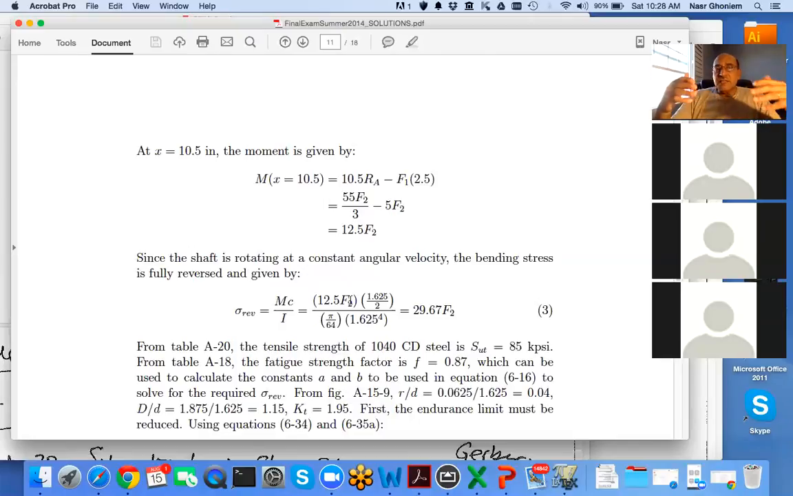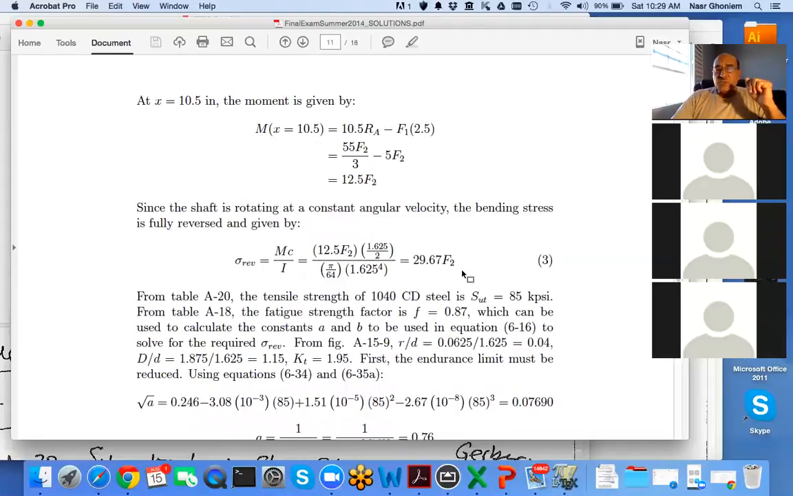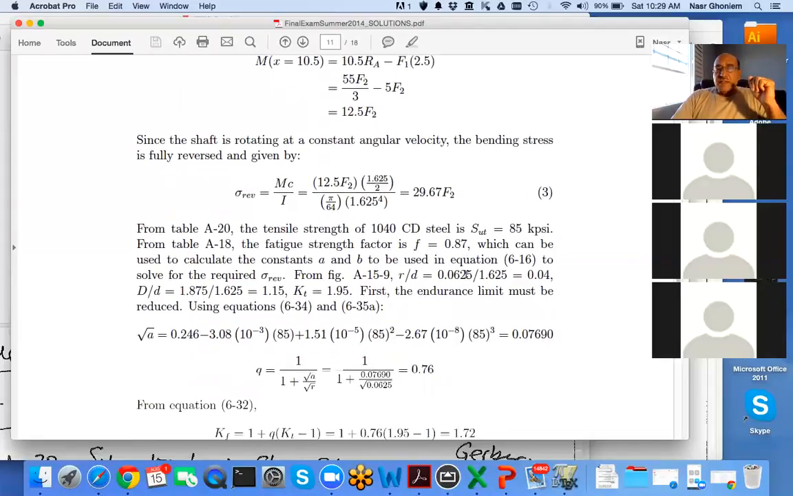So you have alternating, and therefore the fully reversed stress is the same as the alternating stress. It's MC over I. So in terms of F2 is like here. Then the fun starts in terms of determining this A and B and factors in the SN relationship, and in terms of finding the stress intensity factor at the shoulder.